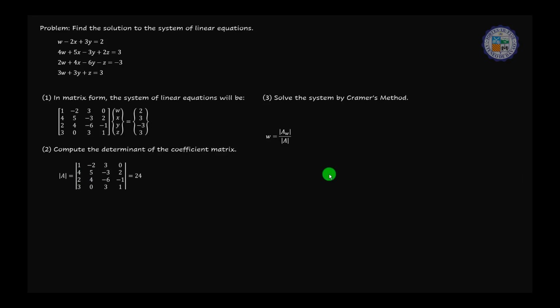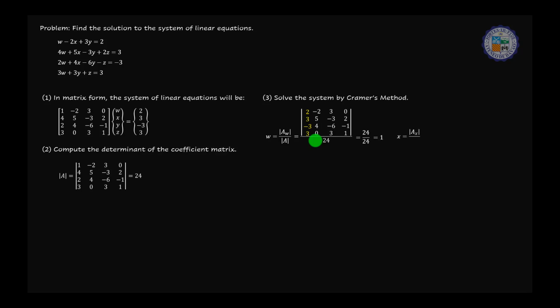So what I'm trying to illustrate is that A sub w is the same as the coefficient matrix, except that we have to replace the column that corresponds to the unknown. In this case, the first column corresponds to the column of w, and we replace that by the vector of constants. And the rest is just the determinant method. So the determinant of the numerator, or A sub w, is equal to 24, divided by the determinant of the original coefficient matrix, which is equal to 24, so w is equal to 1.